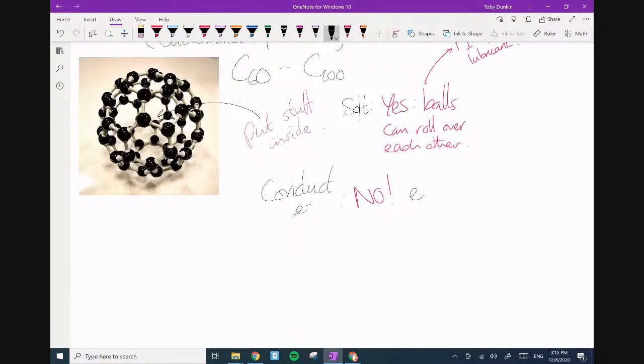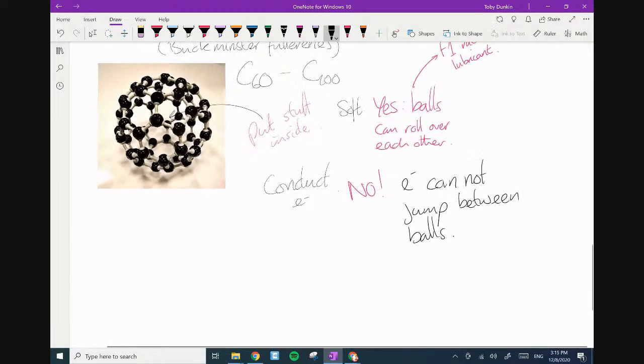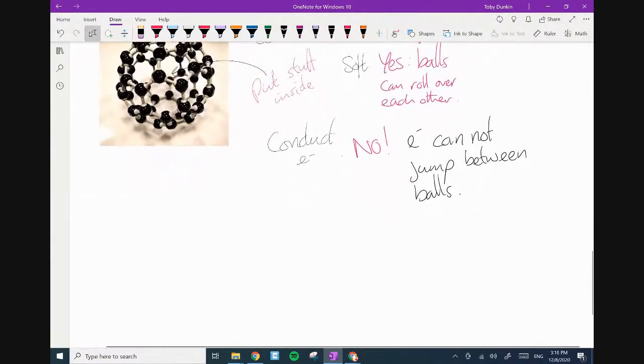Electrons, I'm going to make my pen a bit thicker. I don't know what the quality is like on YouTube, to be fair. Electrons cannot jump between balls. Last one, high melting point? No. Low melting point.